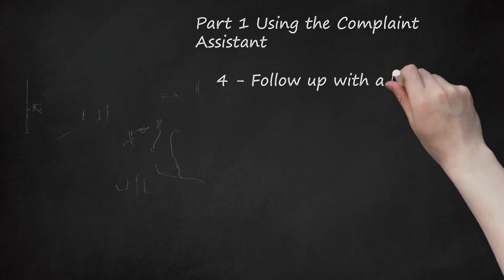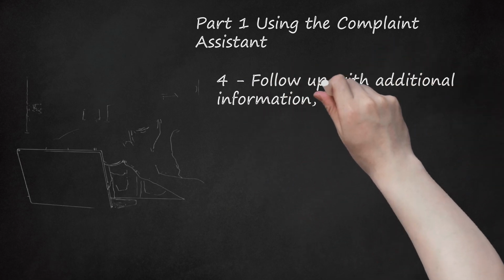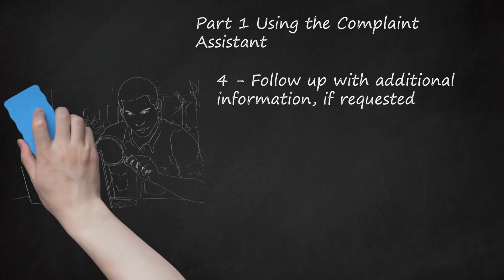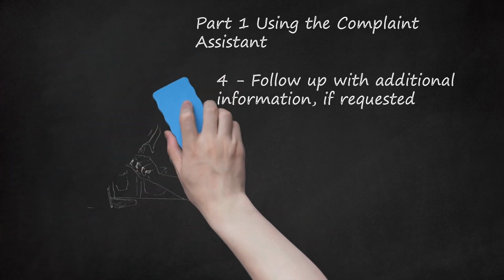4. Follow up with additional information if requested. After receiving your complaint, the FTC will investigate. They should reach out to you if they need additional information. Provide all requested information promptly. If the FTC catches the fraudster, they won't bring a lawsuit on your behalf. However, they can sue any scammer for breaking the law.